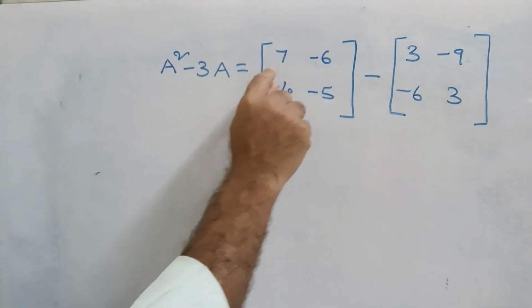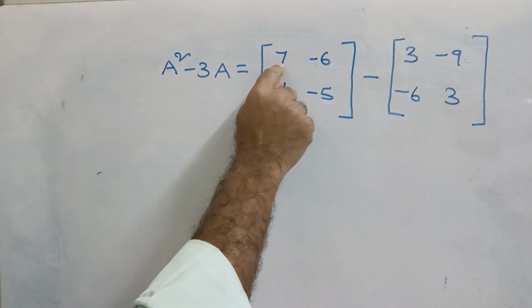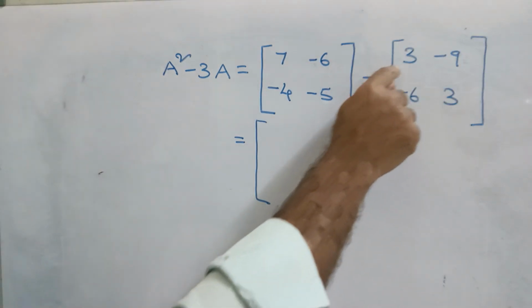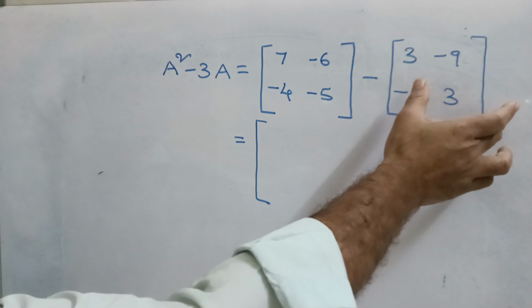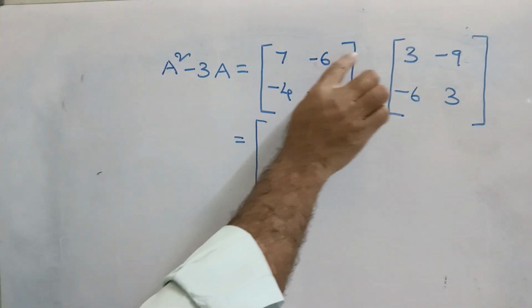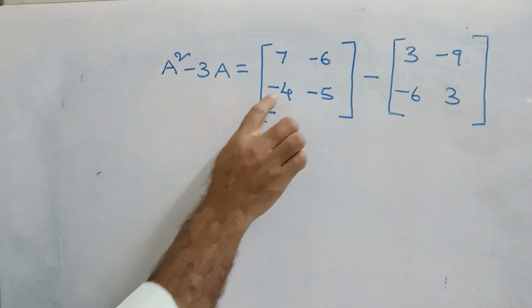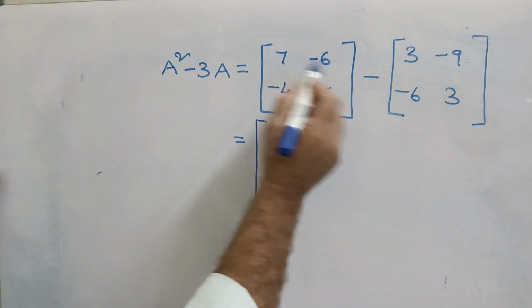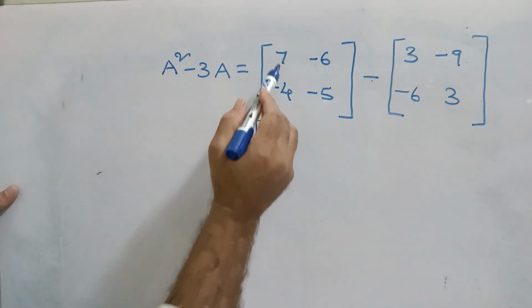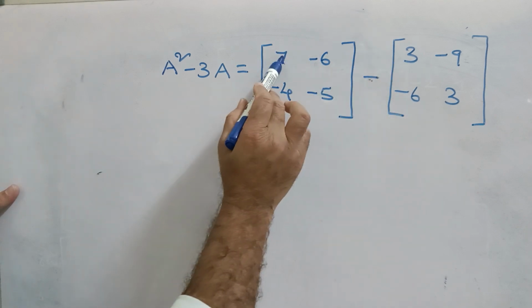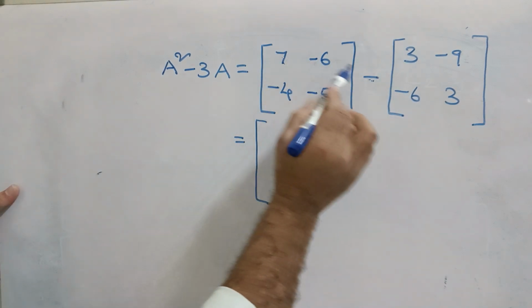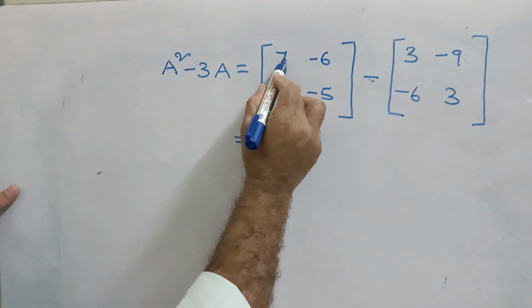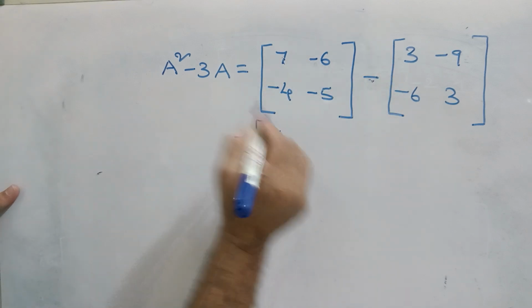Very simple. So the first element must be subtracted from the first element of the second matrix, and the second element must be subtracted from the second element. Similarly, in a very simple manner, 7 minus 3, we have to do 7 minus 3. How much is 7 minus 3? It is 4, therefore write 4 here.